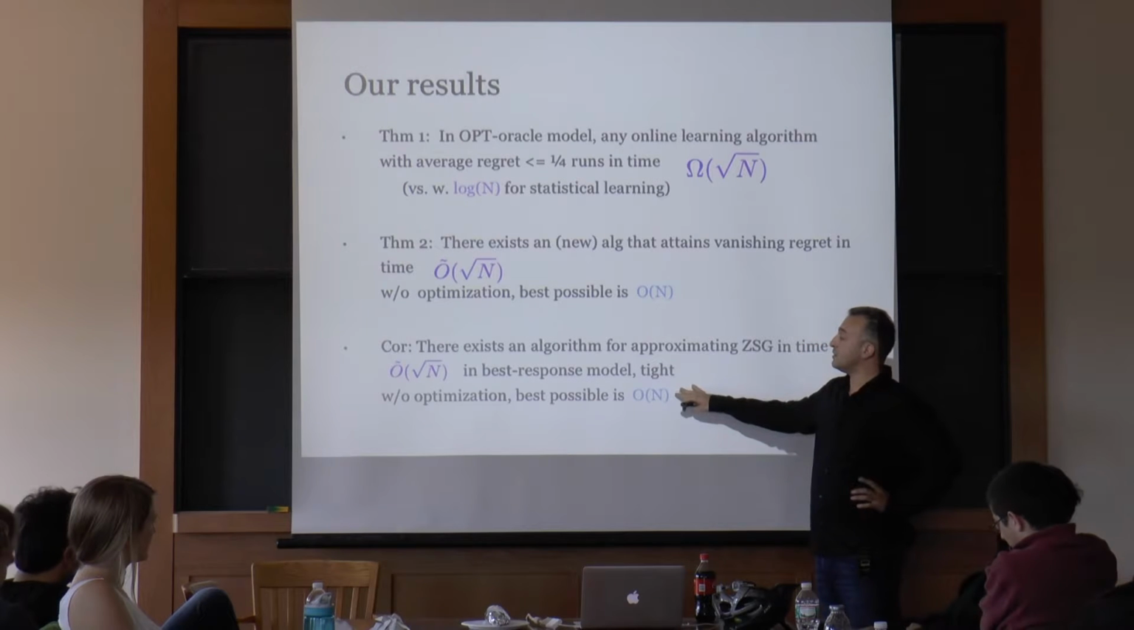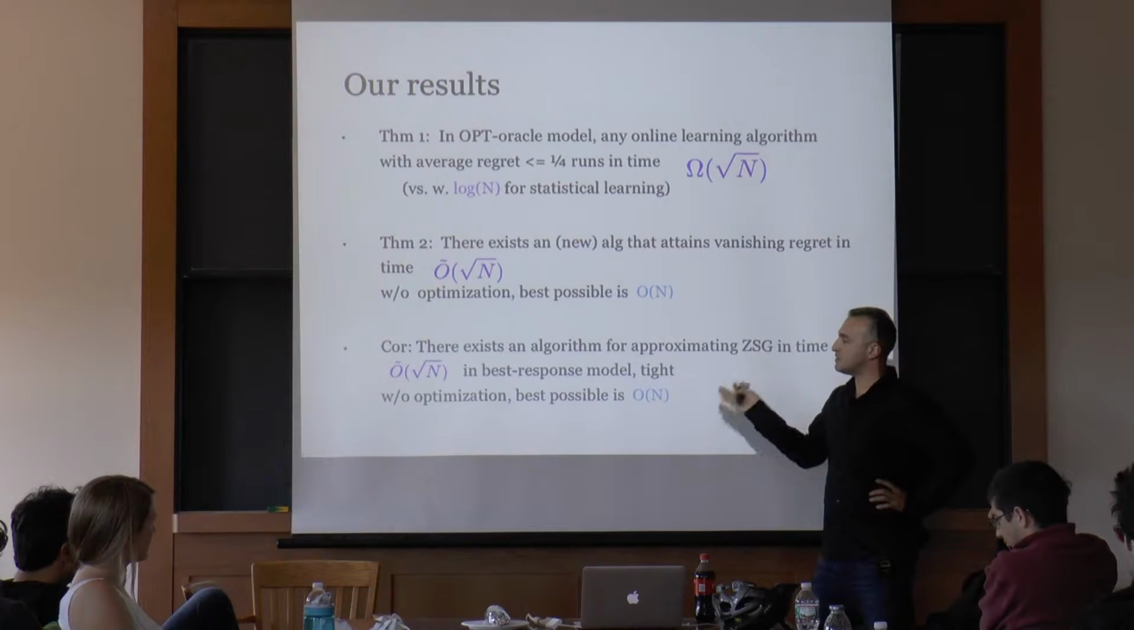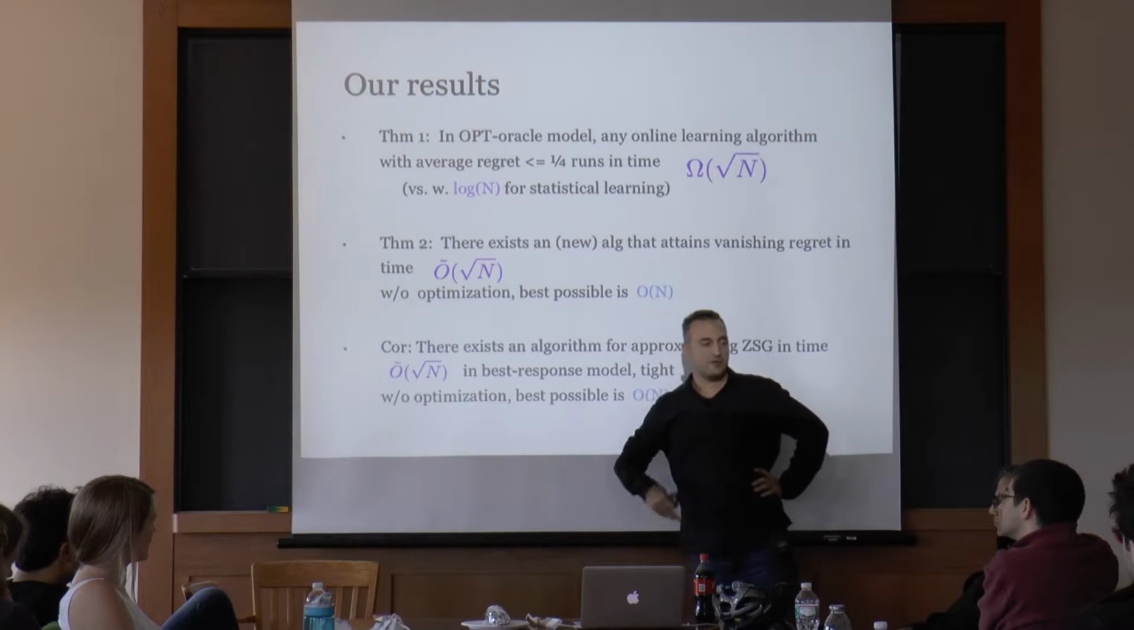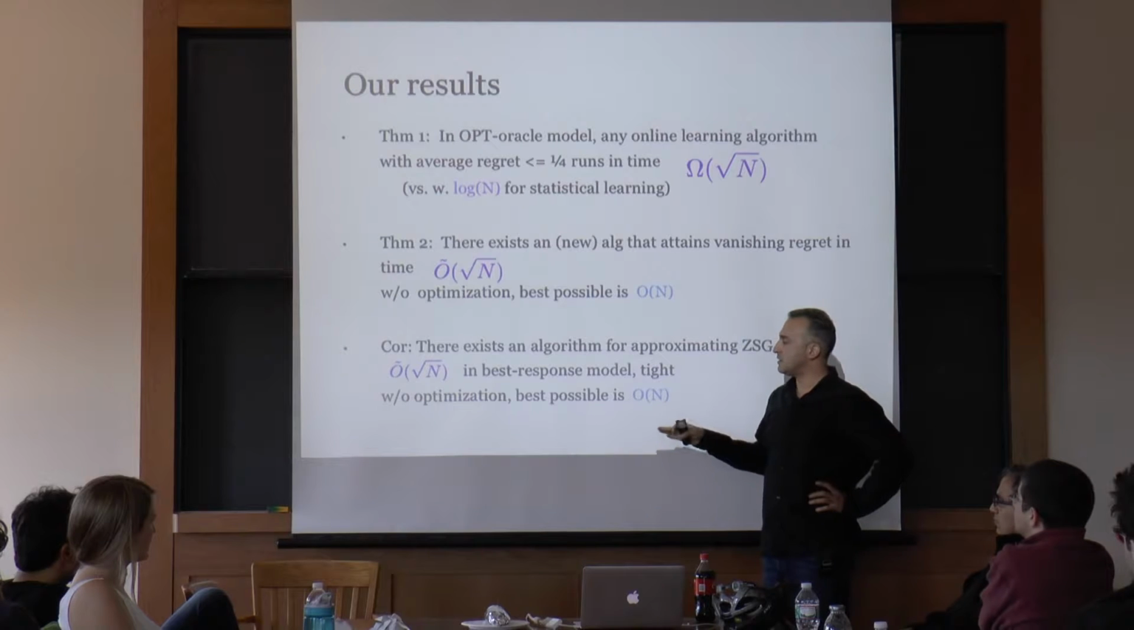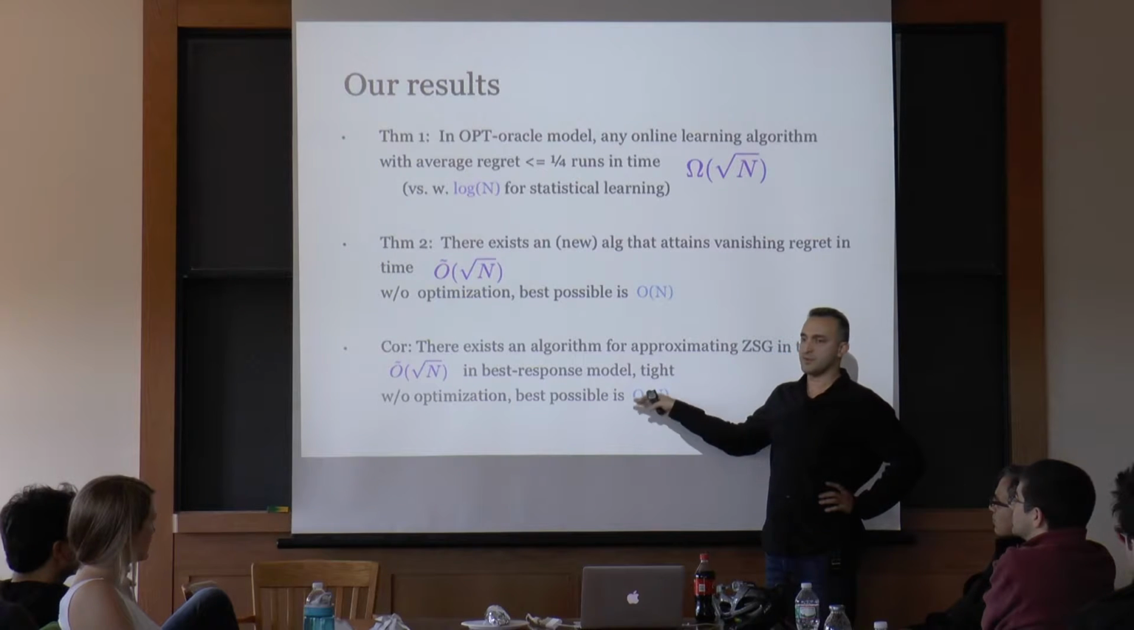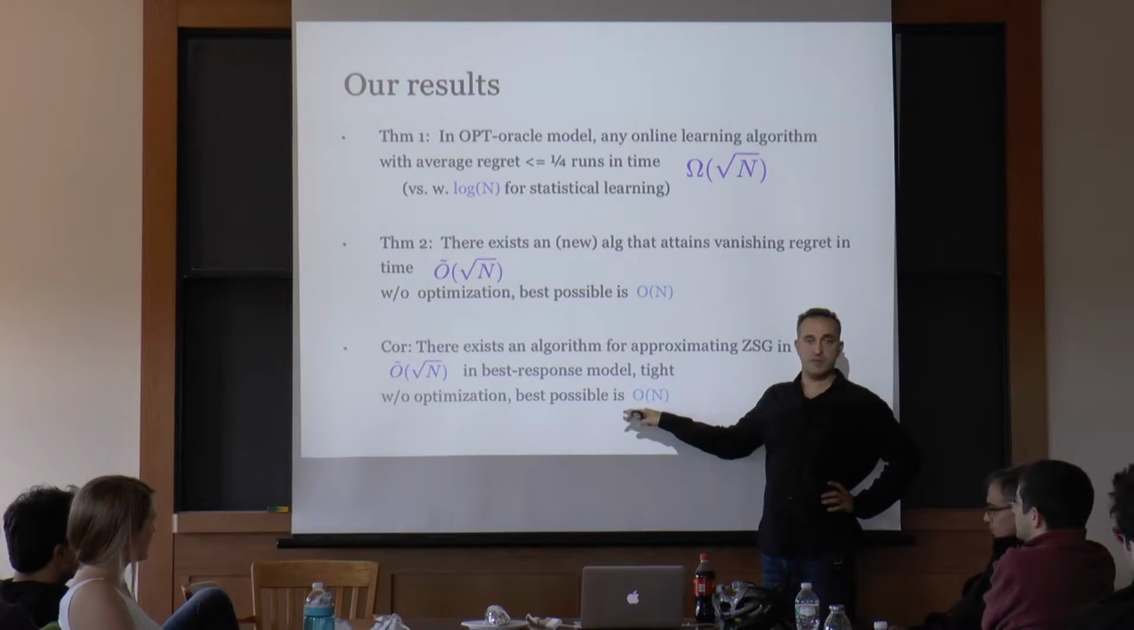And so a corollary is that you can compute approximately the equilibrium in zero-sum games in root n time if you have a best response oracle. And that's, again, a quadratic improvement on previous things that have been done that were n, not root n.